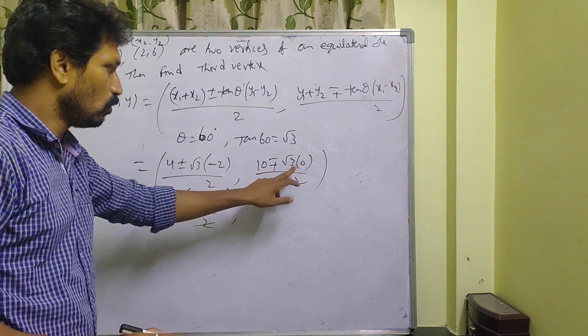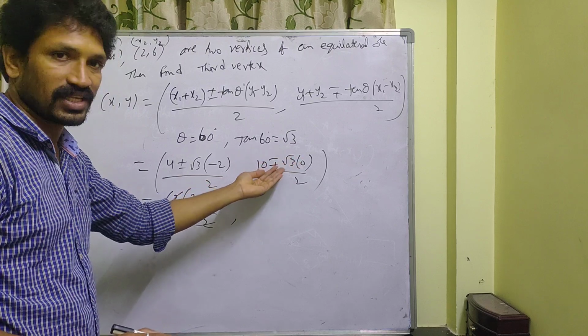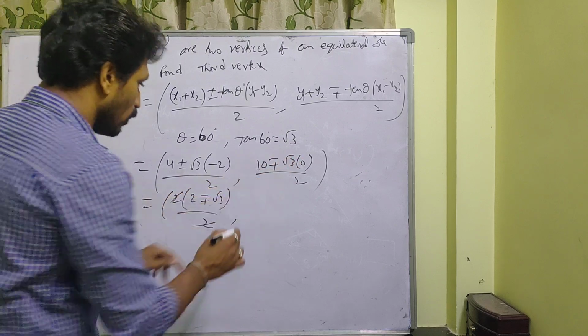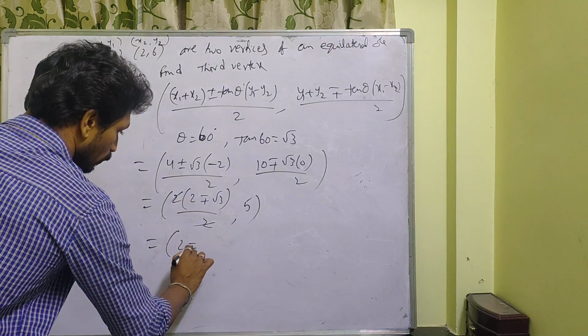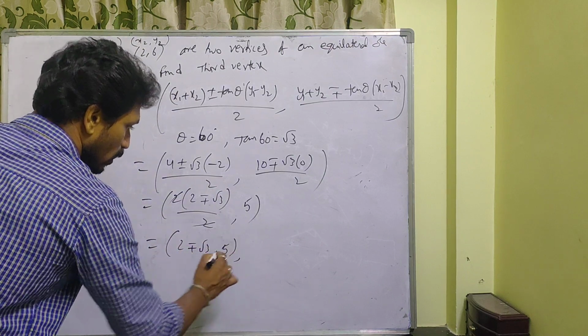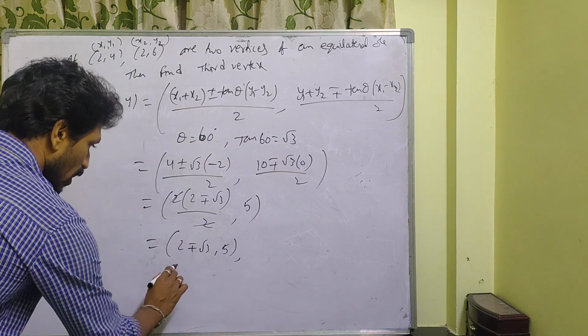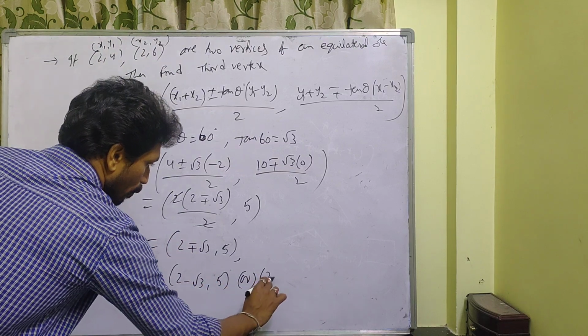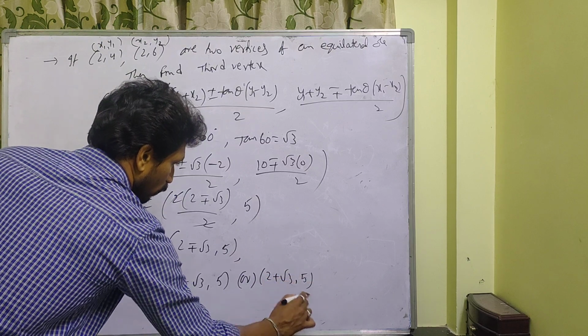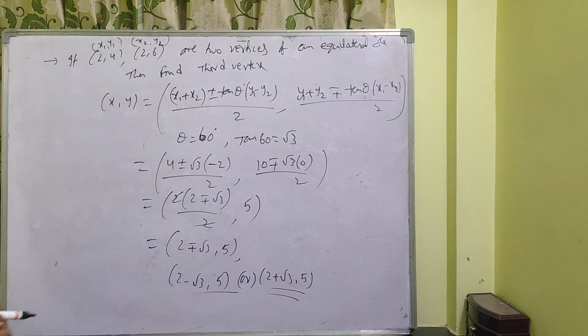and here root 3 into 0, 0. So 0 before plus or minus has no meaning. So 10 by 2, that is 5. So this answer becomes 2 minus plus or minus root 3 comma 5. So the possible vertices are either 2 minus root 3 comma 5 or 2 plus root 3 comma 5. Any one of these two is a right answer for this question.